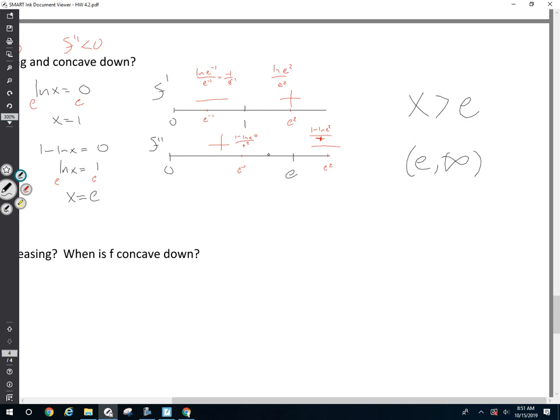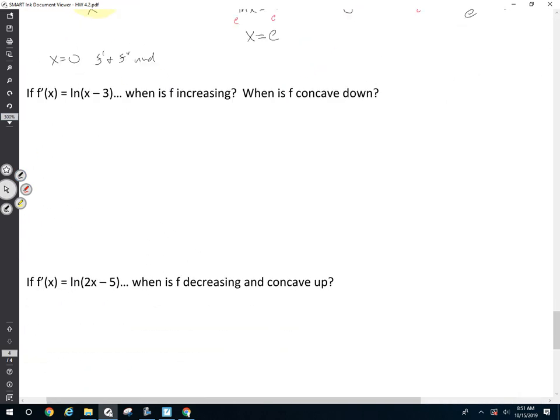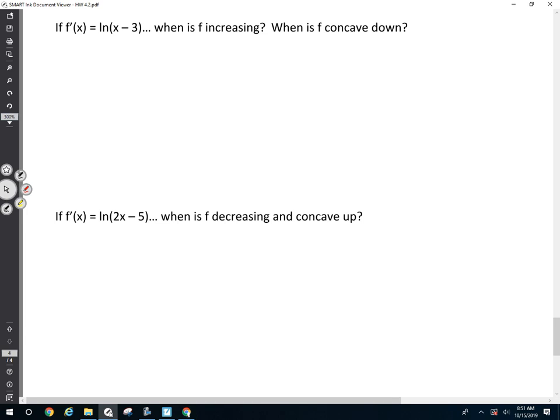Increasing concave up from 1 to e. All right, that's f prime. When is f increasing? F is increasing when f prime is positive. Find the zeros first. E to the power, get x minus 3 equals 1, so x is equal to 4.